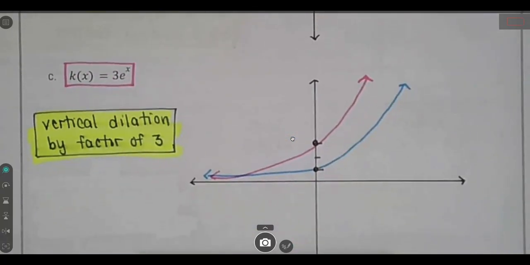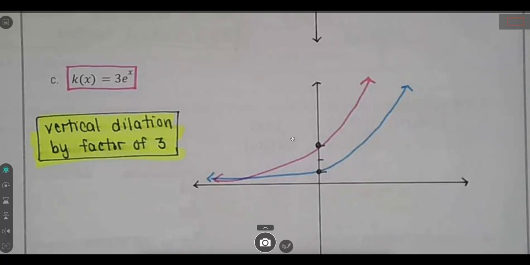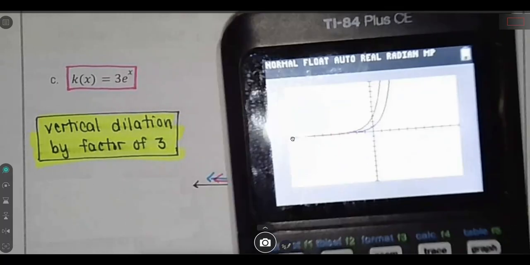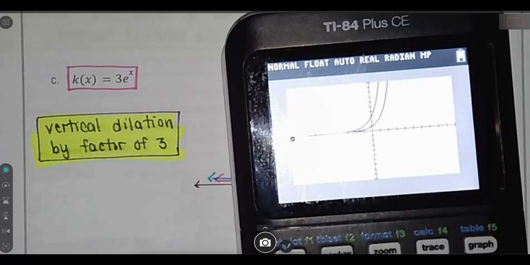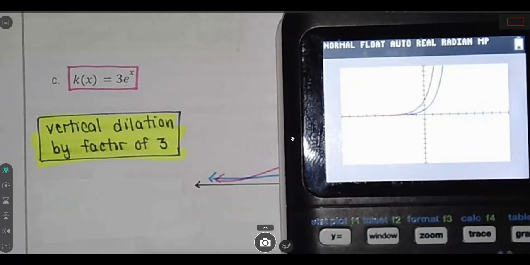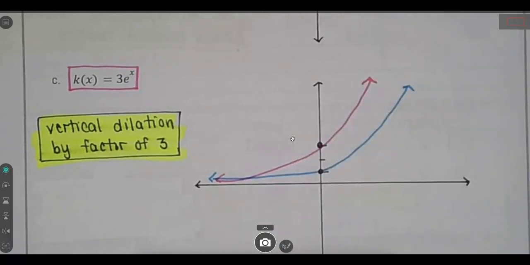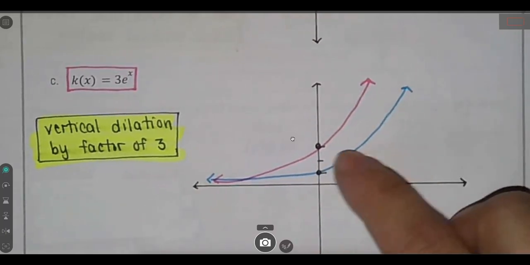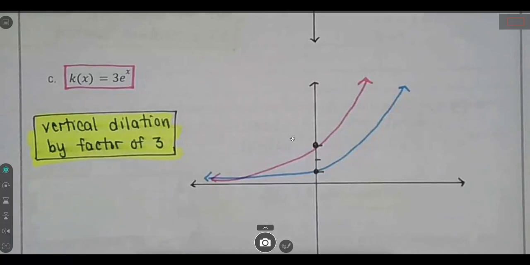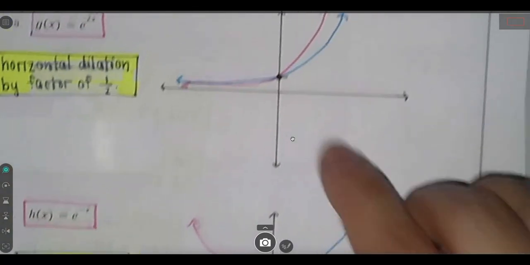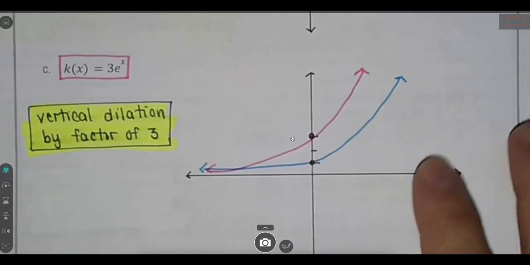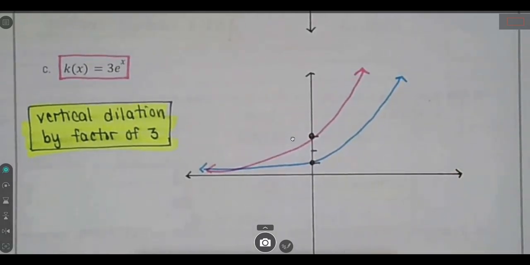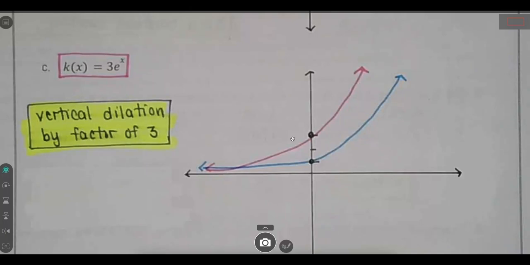And finally, if you multiply by 3, it's a vertical stretch or a vertical dilation. Looks something like that. Notice that this is the only one where the y-intercept changes. On both of these, the y-intercept stays the same. But when you have a stretch, a vertical stretch specifically, the y-intercept will change.